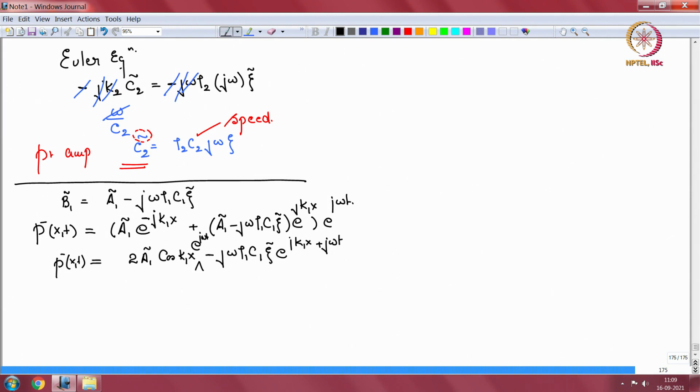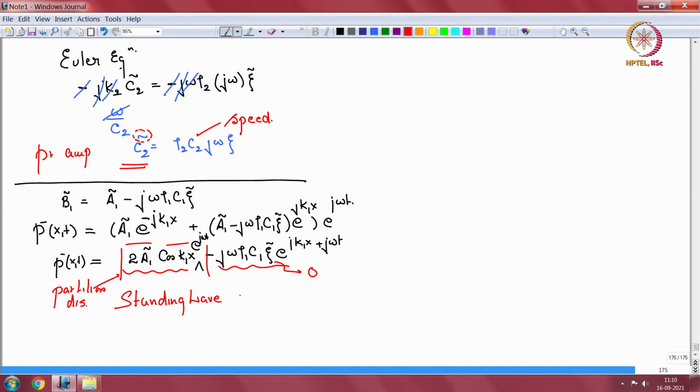Now let us see what are these two terms. This term does not have any partition displacement related term. So if the partition displacement is set to 0, then the pressure you would have is this. Okay, so this is just the standing wave.